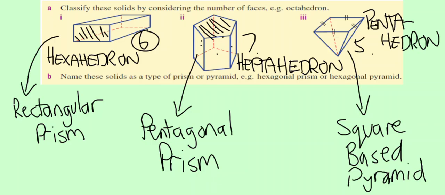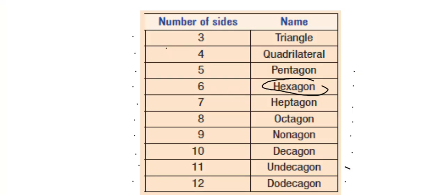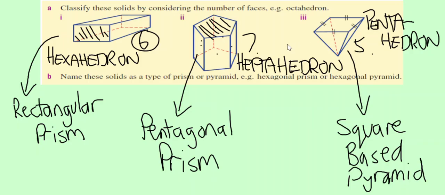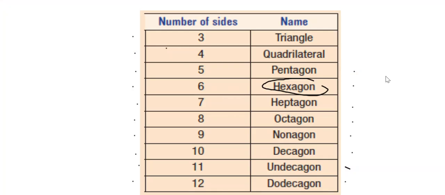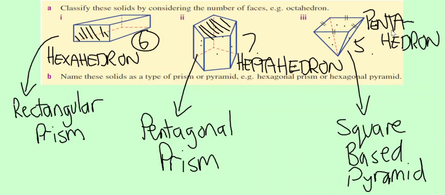So 7 faces, if we go back here, is a heptagon. But we call that, because it's a solid, a heptahedron. And then our last one, we've got a triangular shape here, or a pyramid. So how many have we got? 1, 2, 3, 4 triangular faces, plus the bottom is 5. So 5 is, as we see here, the pentagon. All right, we don't call it a pentagon, we call it a pentahedron. Okay, so that's the first part.